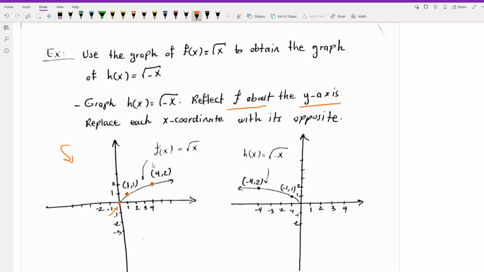And then, using what we have for f of x, graph h of x, which is equal to square root of negative x. What we have to do is mirror this graph to the other side of the y-axis. Reflect f across the y-axis, or mirror this part of the graph to the other side of the y-axis. So this is what we have for h of x, equal to square root of negative x.